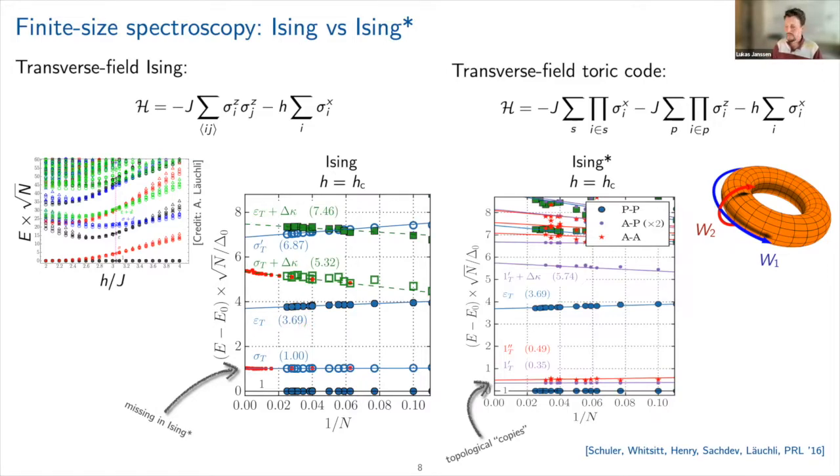It doesn't really matter what the number is, but what you should see here is that precisely the same excitation energy for the Z2 even operator, 3.69, occurs also in the Ising star transition. So this is really a one-to-one correspondence for this number, for this excitation energy appropriately rescaled in the thermodynamic limit between Ising and Ising star.